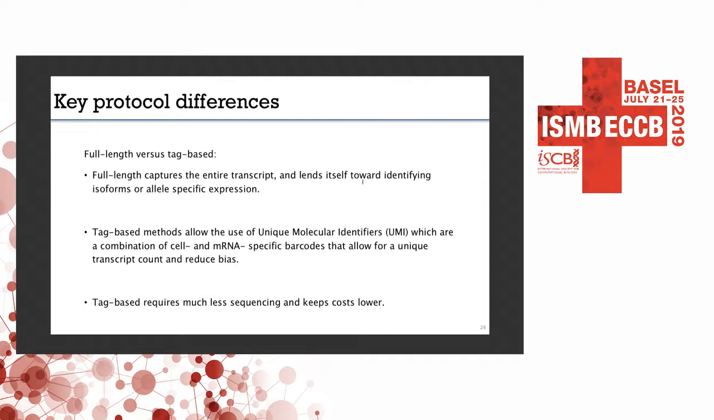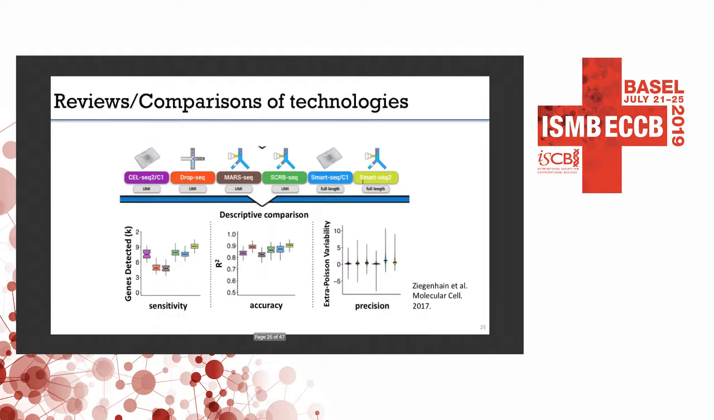And they're going to require less sequencing just because you're only capturing that 3' end, so there's less things to sequence, and it's going to keep the cost a little bit lower. So it's going to be more cost effective to use those droplet-based methods because of their high throughput and the less sequencing overall per cell.